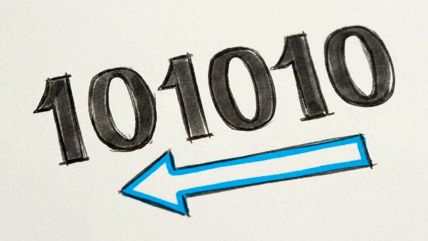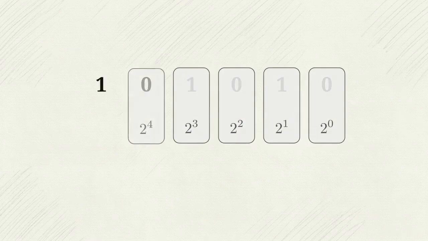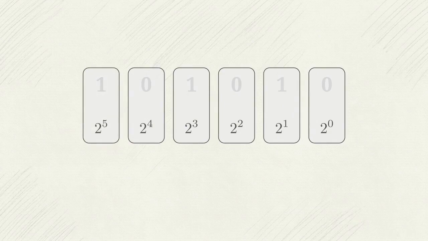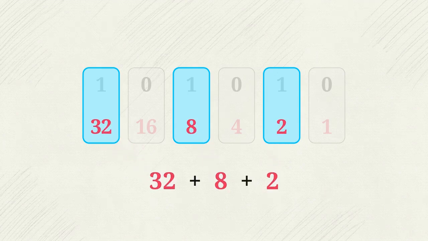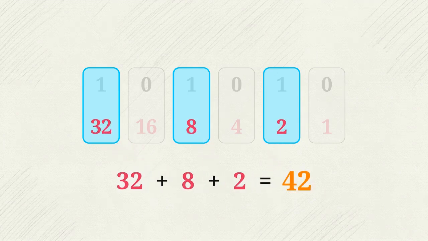Converting binary back to decimal works in the opposite direction. We read the string from right to left, assigning each digit a value based on powers of 2. If we map the binary string 101010 to this chart, we see each position's value. We have a 1 in the 32 column, the 8 column, and the 2 column. Adding those together brings us back to our original decimal 42.